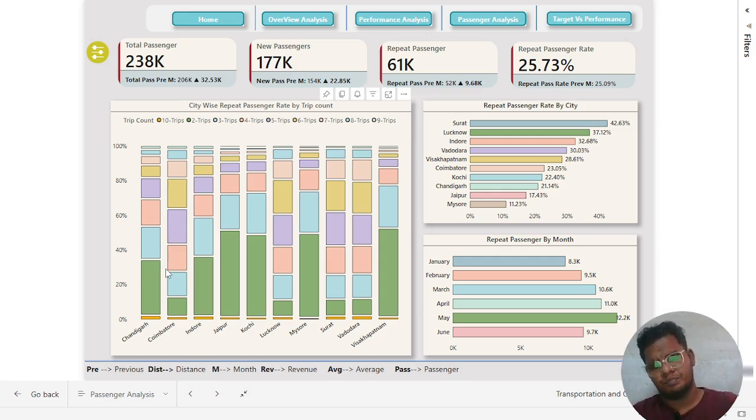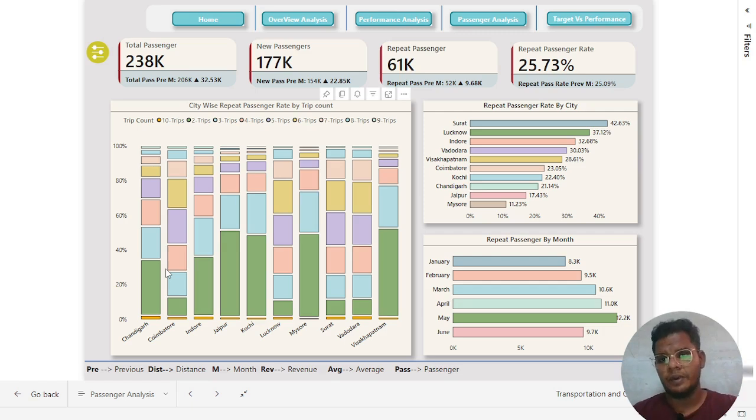These trips are used by people in business oriented cities like Lucknow, Jaipur, Surat, Coimbatore, Visakhapatnam. These are the business oriented cities. In this type of city people use it frequently because they want to go for business oriented meetings as well. They want to go to work. That's why they're using the very long trips, right?